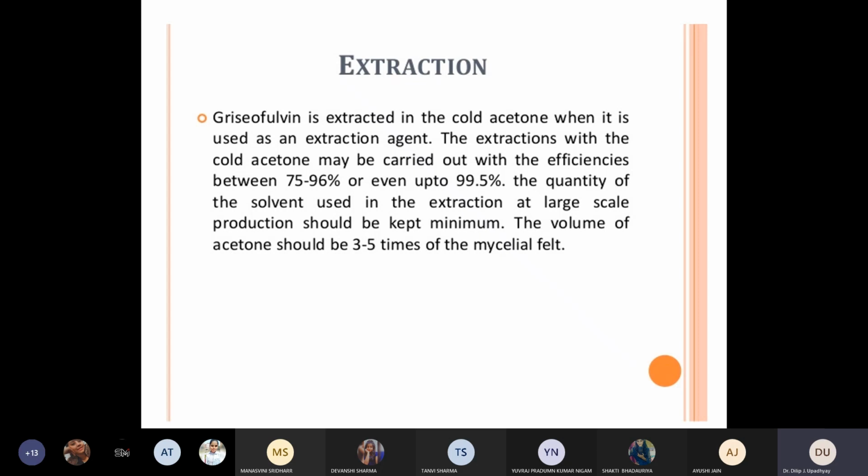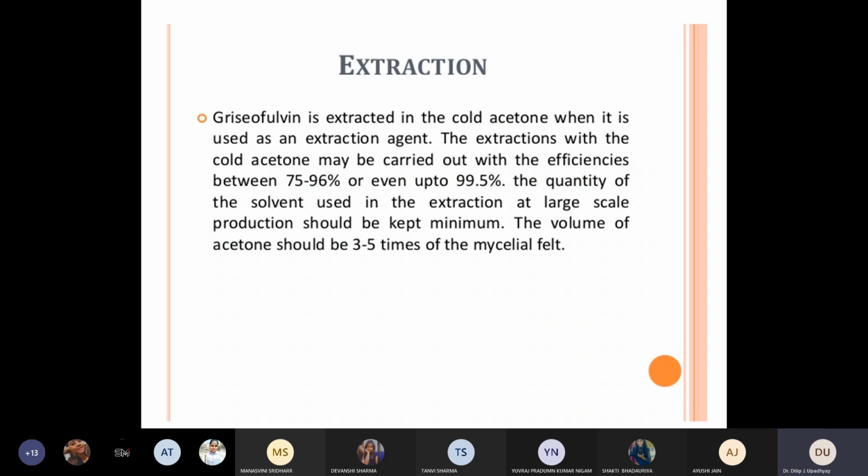So the next step is, as I told you, this is a water insoluble product, so we do the extraction. The extraction is done in cold acetone, correct? And acetone is an organic liquid. So the whole griseofulvin, which is not so soluble in water, gets dissolved into acetone. The extraction with cold acetone may be carried out with an efficiency of 75. You do not need so much detail about the efficiency. Just say that acetone extraction is done and 95 to 99 percent is taken out. But for those of you who are interested, I'll tell you, the more efficiently you extract the product, the more economical you are.